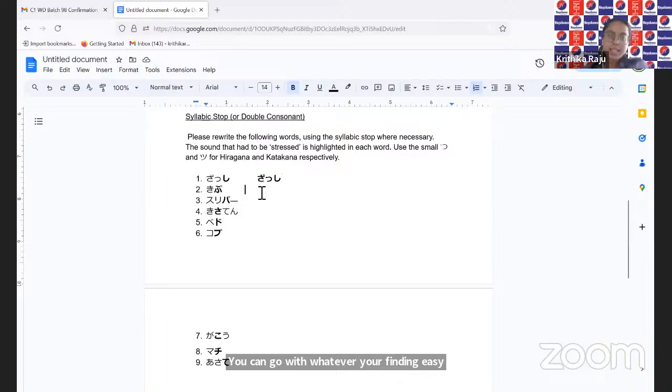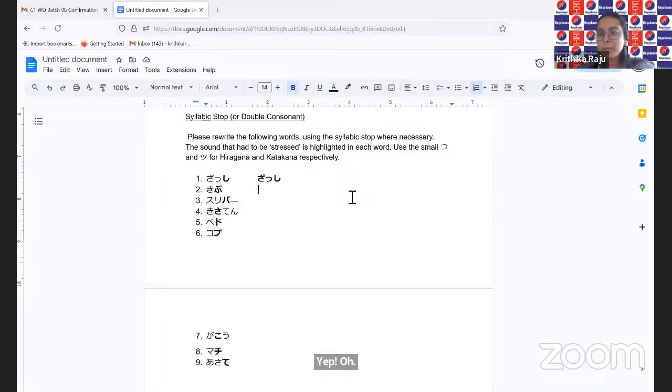The next word, what is the next word? きっぷ。 Kippu. Very good. Kippu. Once again, pu has a u sound, right? You can also remember not to round your lips. It's not very wrong, but just a small difference. Instead of saying kippu with rounded lips, you can just say kippu. きっぷ。 Yes, correct. All right.